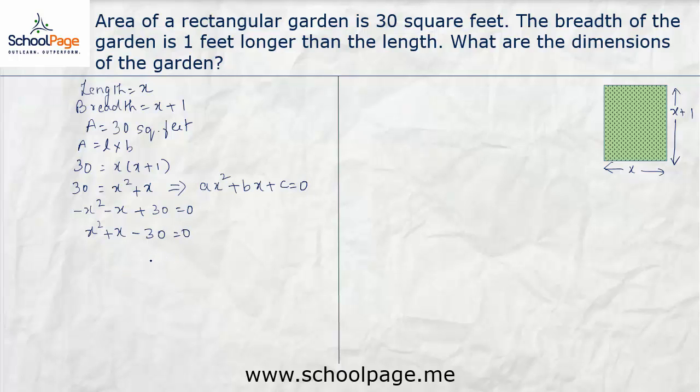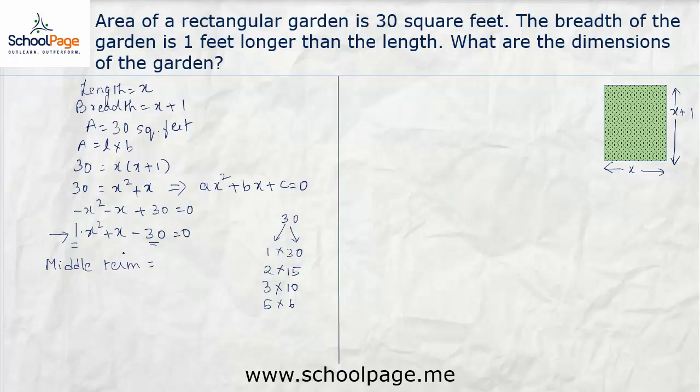Now let us solve this quadratic equation by factorizing. The coefficient of x square here is 1 and the last term is 30. So we multiply 30 into 1, we get 30. We write all the factor pairs of 30, which are 1 into 30, 2 into 15, 3 into 10 and 5 into 6. After this, let us go back to our equation and write the middle term.